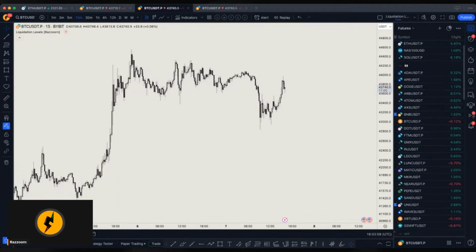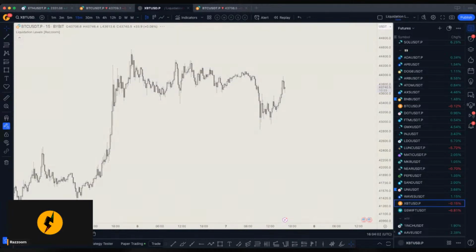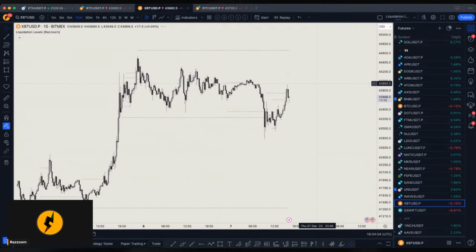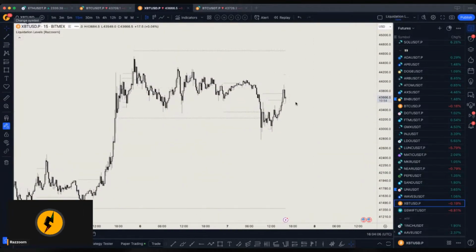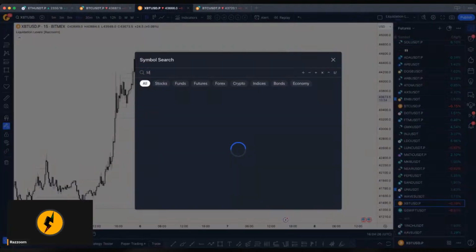So instead, you can use the BitMEX chart, BitMEX XBT USD. I like to use the BitMEX chart. It's an exchange where a lot of good traders trade. I mean, it's one of the better perpetual exchanges, and of course you can use the Binance charts as well.